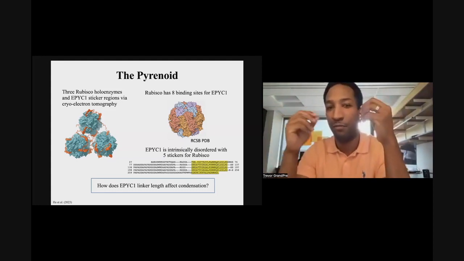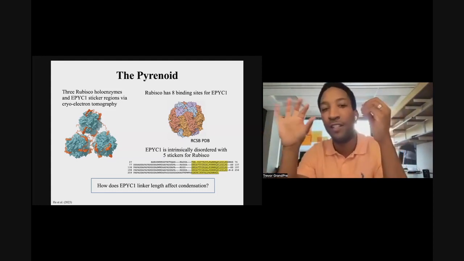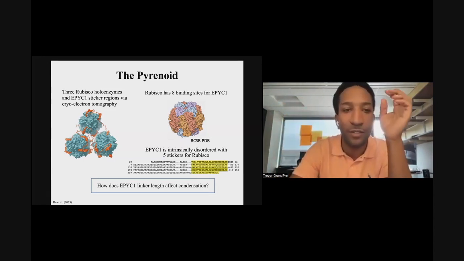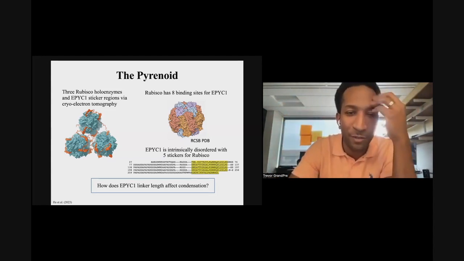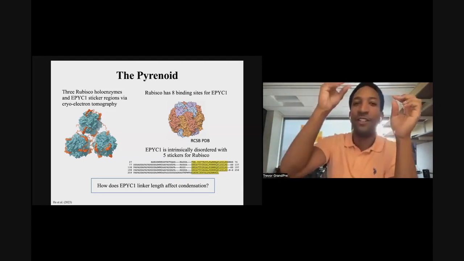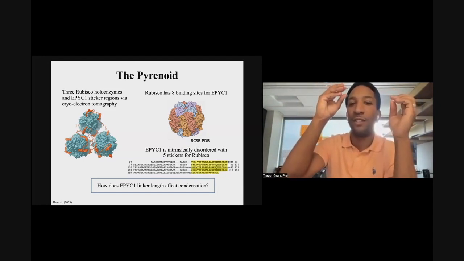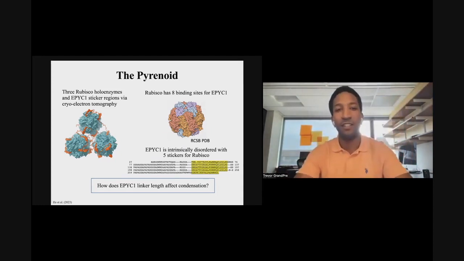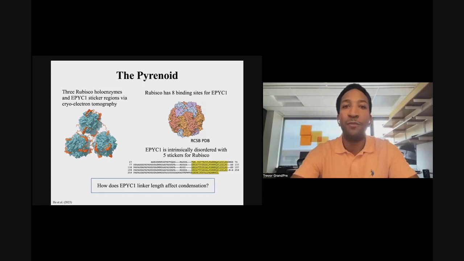They're artificially drawn in. But the sticker regions are true. So where you see the orange, or is this red or orange, one of the 2, on the stickers, that is the EPYC1 sticker region being bound to Rubisco. But this is just one way Rubisco can non-trivially pack to create a larger structure, what will be a big part of the pyrenoid that I showed you earlier.